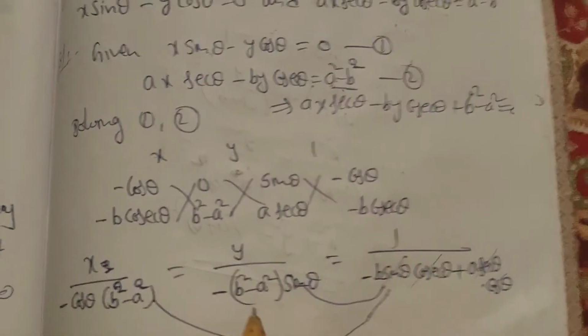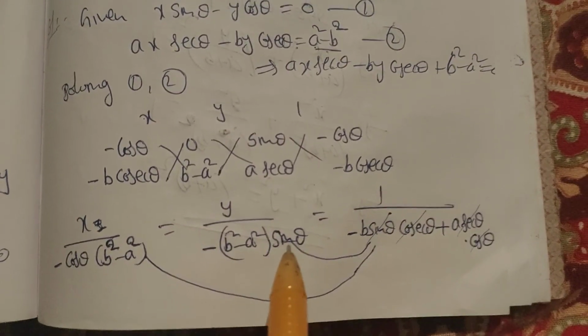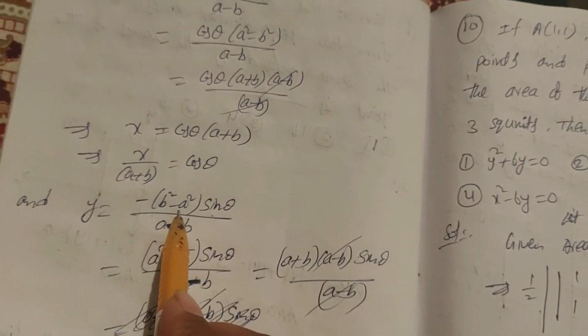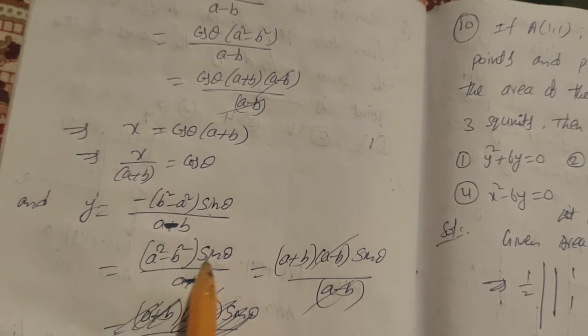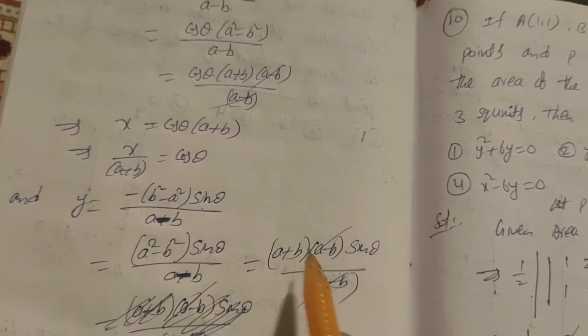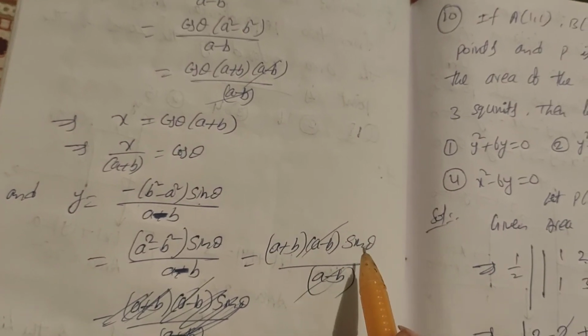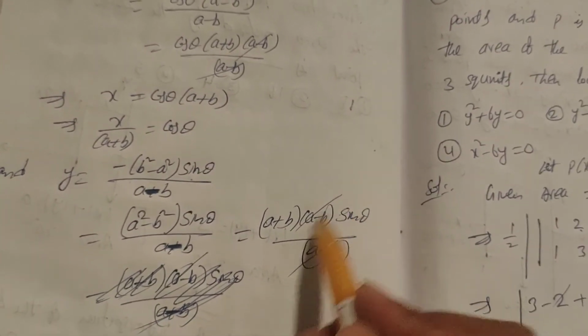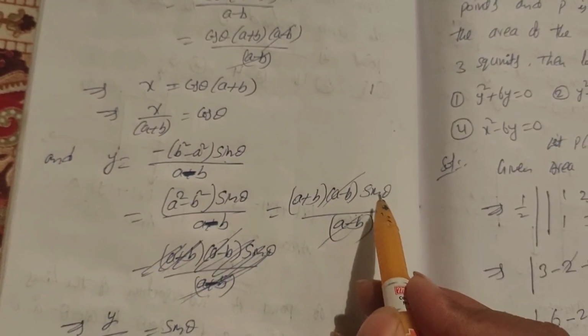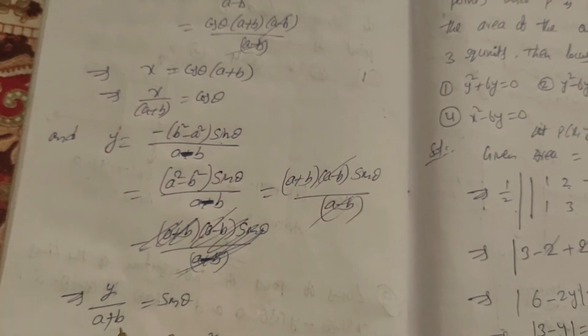Similarly, y is equal to minus of b square minus a square into sin theta by minus b plus a. Here the same minus multiplied inside becomes a square minus b square, into sin theta by a minus b. Same expansion, so a plus b into a minus b into sin theta by a minus b. This a minus b gets cancelled. We have y is equal to a plus b into sin theta. So making sin theta the subject, sin theta is equal to y by a plus b.